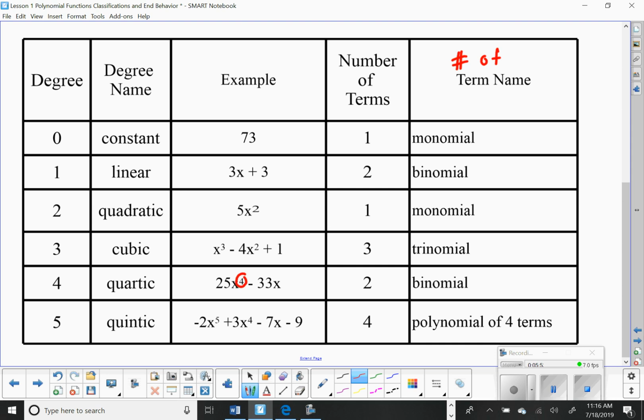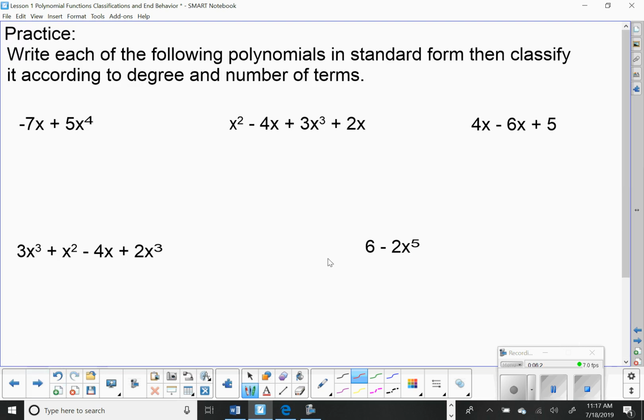This last one, negative 2x to the 5th plus 3x to the 4th minus 7x minus 9, is a quintic. Think quintuplets, 5. The highest degree is 5. There are 4 terms. We don't have a fancy name for 4 terms. We just say it's a polynomial of 4 terms or a polynomial with 4 terms. Okay? You do have to memorize the names. Sorry. Now, a little bit of practice.